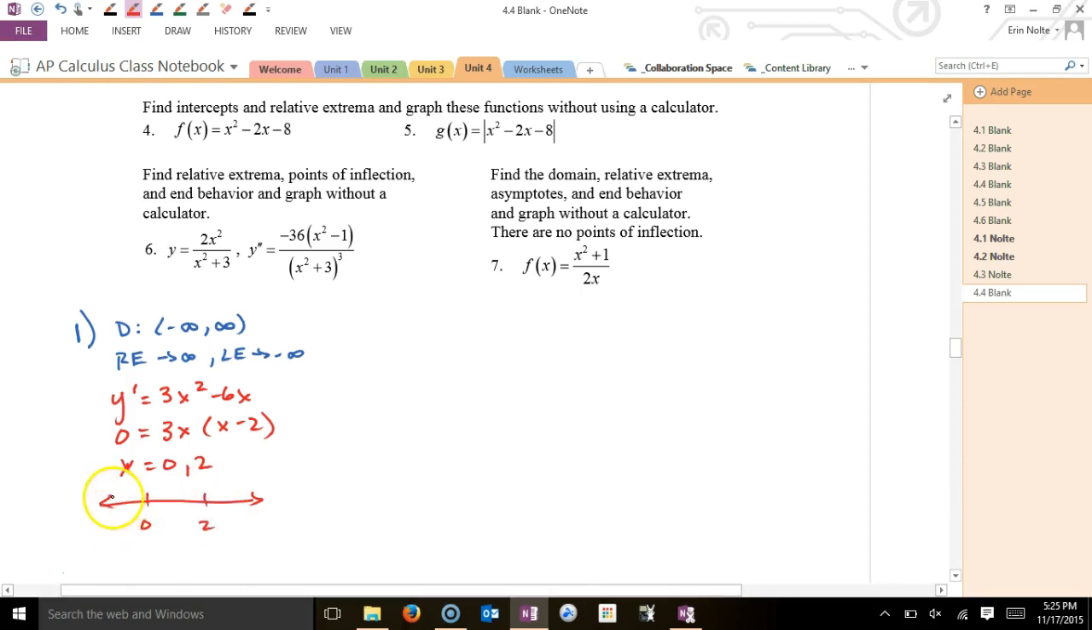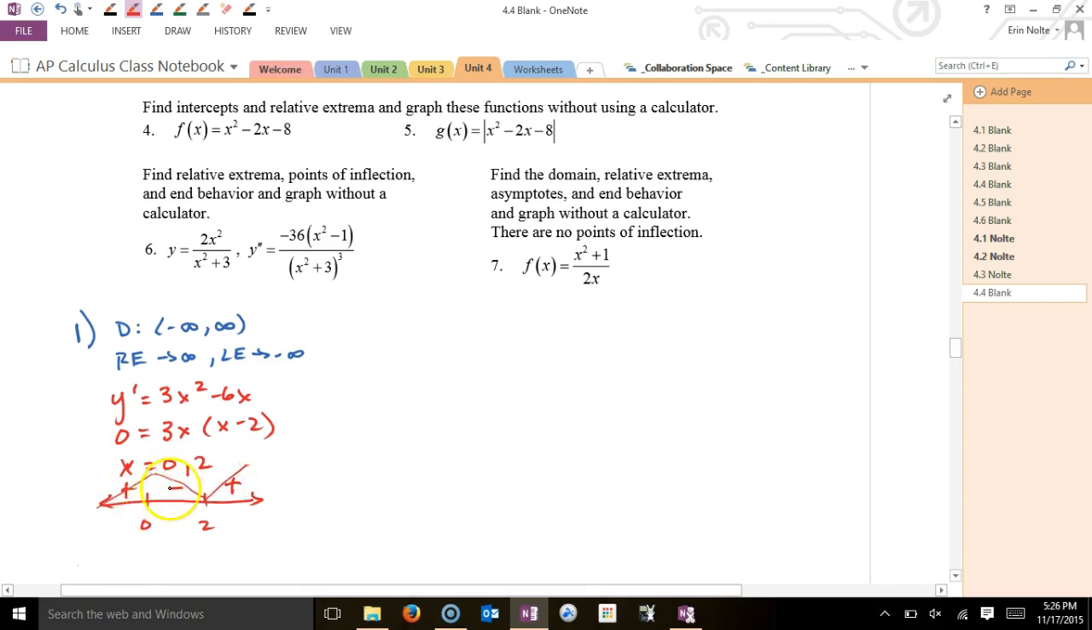So if I do that number line, okay, a negative 1 would give me, let's see, 3 plus 6. That's a positive number. If I plug in 1, I'd get 3 minus 6, that's negative. And if I plug in 3, I would get 27 minus 18, that's positive. Okay, so I can see that I've got positive, negative, positive.